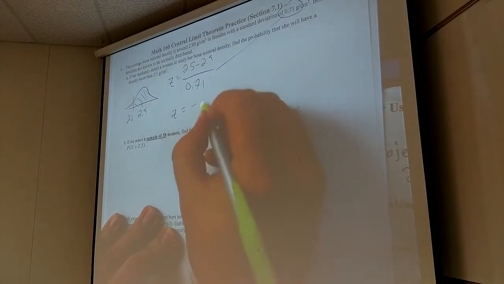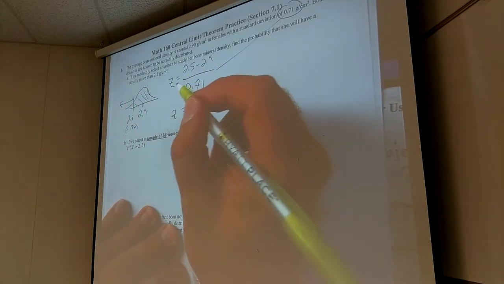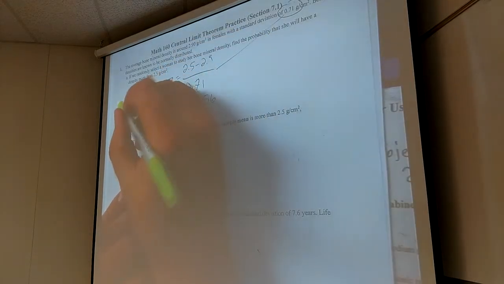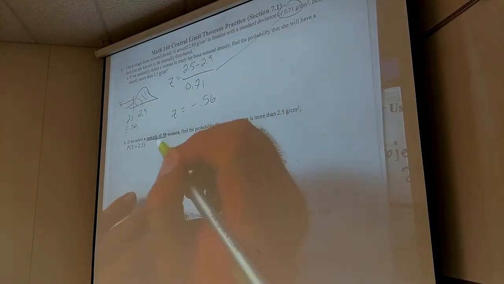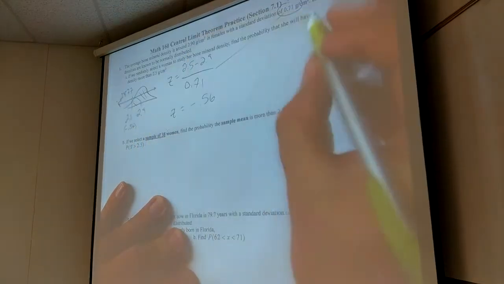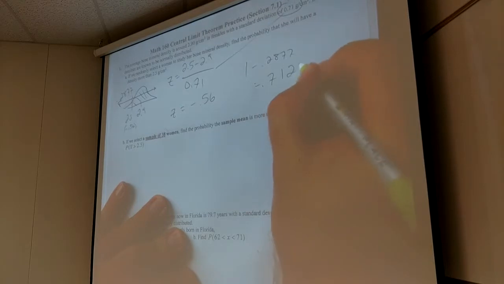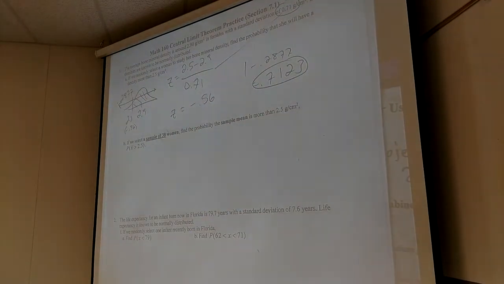I think you guys are getting negative 0.56. So this is negative 0.56. And when I look that up, the area I get won't be the answer. But what area do you guys get? 0.2877? So then 1 minus that is going to be the answer. So what do you get? 0.7123. Yep. Cool. All right, so part A, that's a chapter 6 problem. We didn't have to adjust anything because I was talking about one woman.